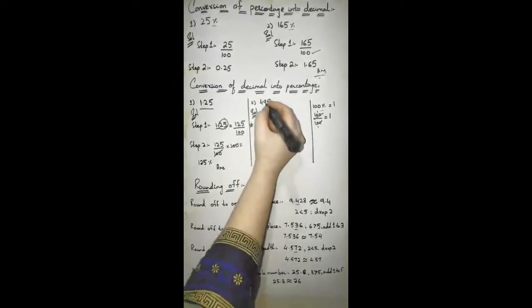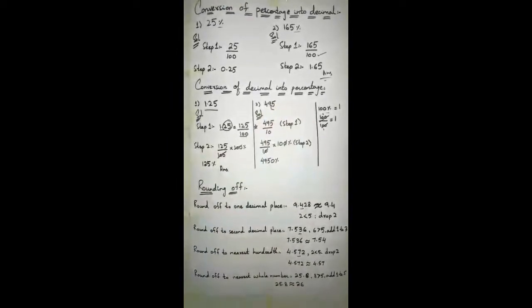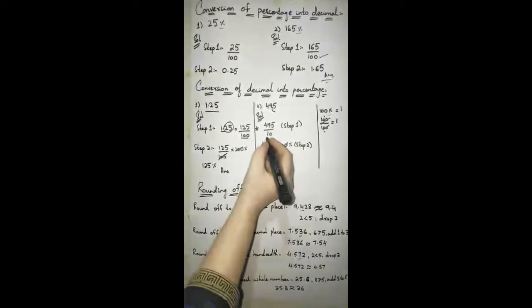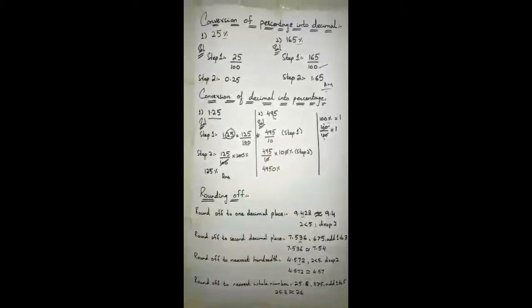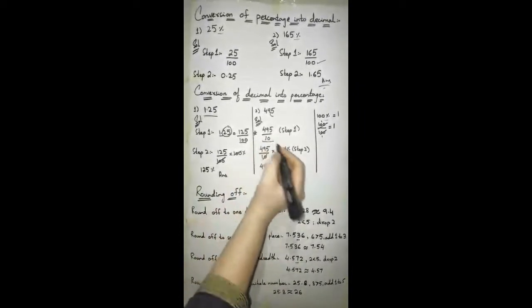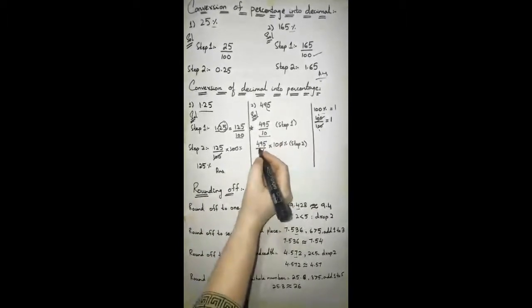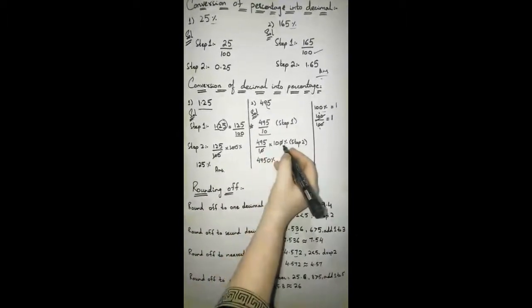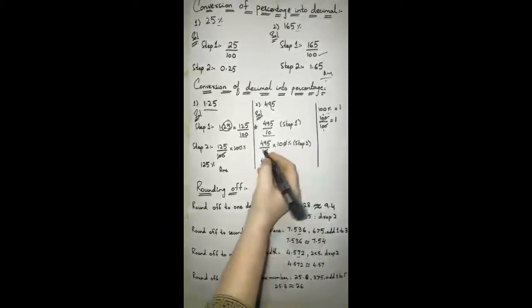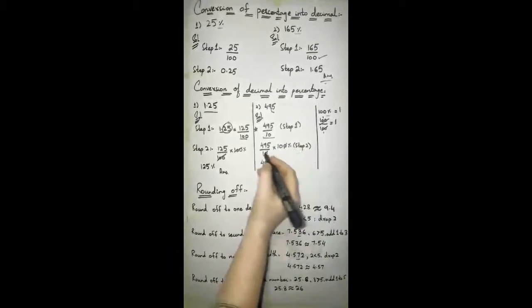Number 2 example, 49.5. Again, you will remove the decimal point. You have only one digit after the decimal point, that's why you will write 10 as the denominator. Step 2, you will multiply this fractional number by 100%. 495 divided by 10 multiplied by 100%, the zeros cancel. 495 multiplied by 10%, 4950% is the answer.